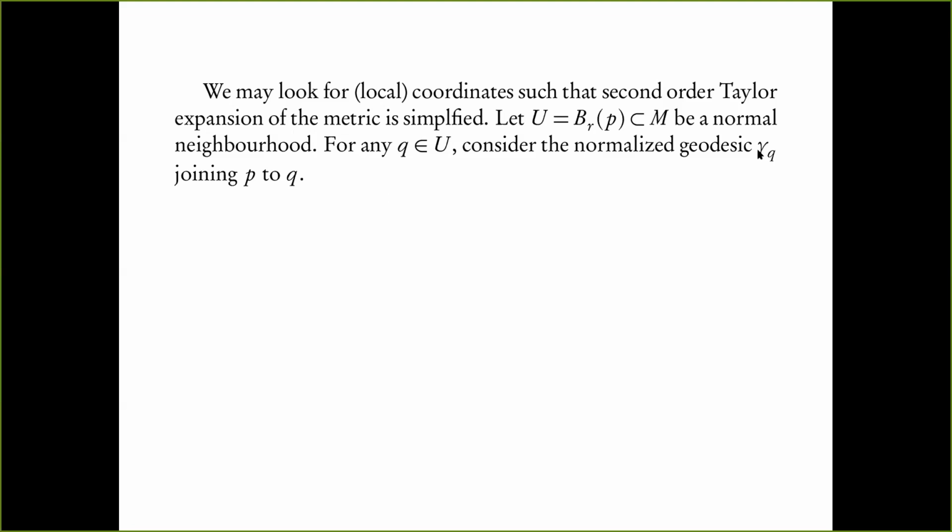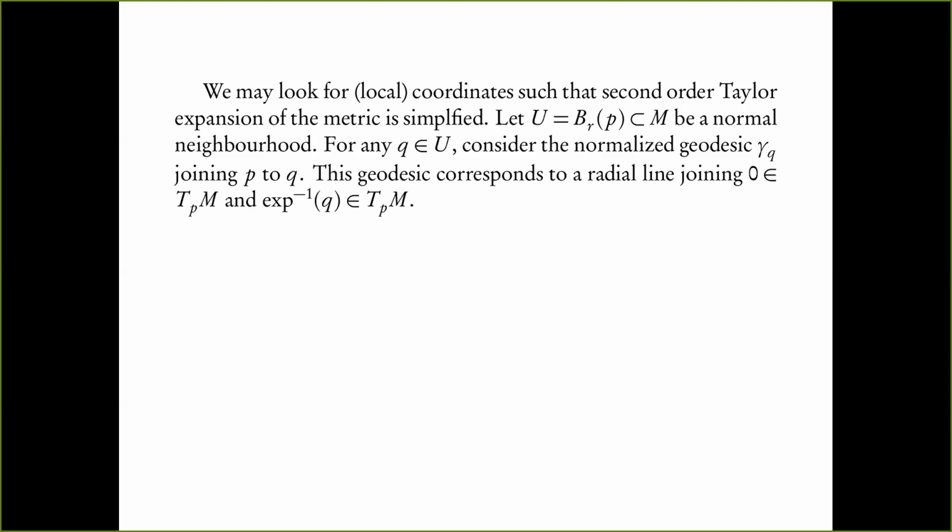And I'm calling it normalized because my geodesics are always unit speed. Okay, so normalized means unit speed. So the unique geodesic joining p to q, I'm calling it gamma_q. And this is nothing but the exponential of the radial line segment joining 0 to v, where exp v is q. Is that all right? Okay. So it's just a brief recall of what normal neighborhoods are. So this geodesic corresponds to a radial line joining 0 to the vector exp inverse of q.